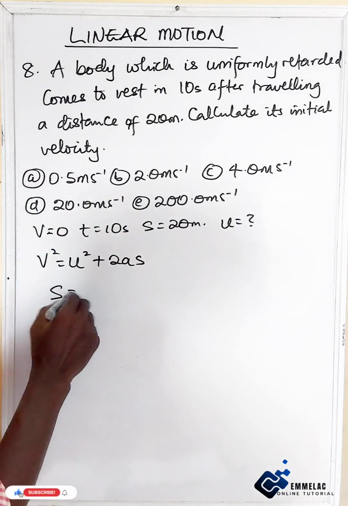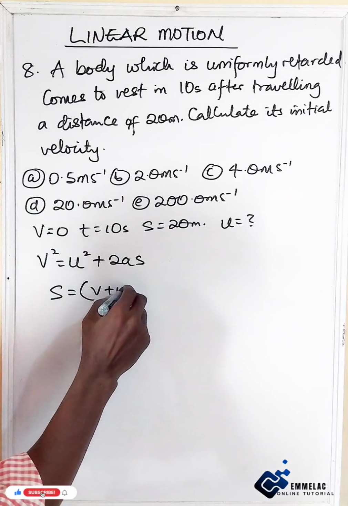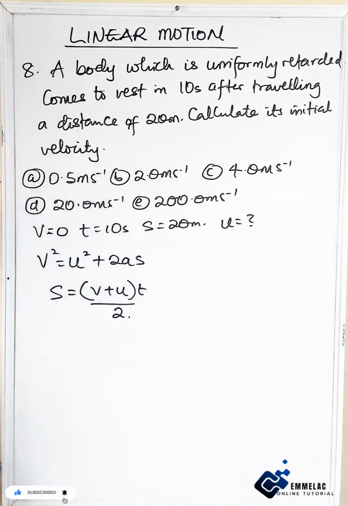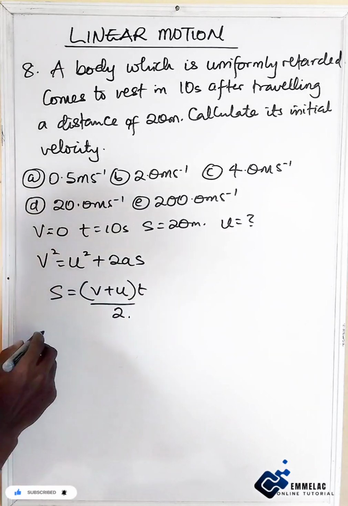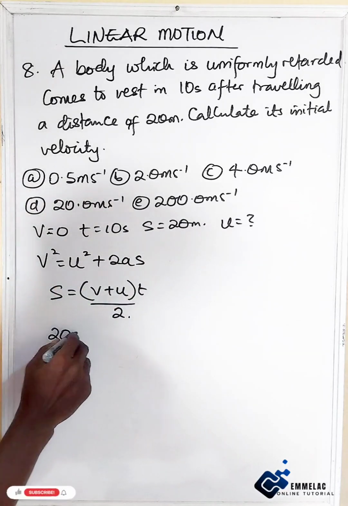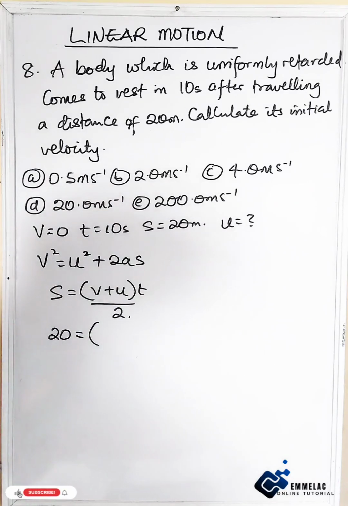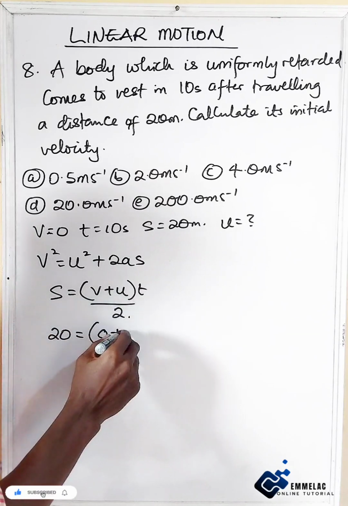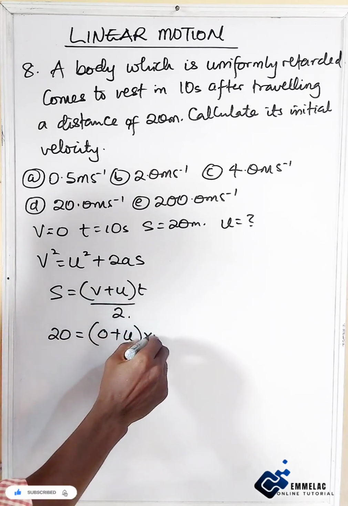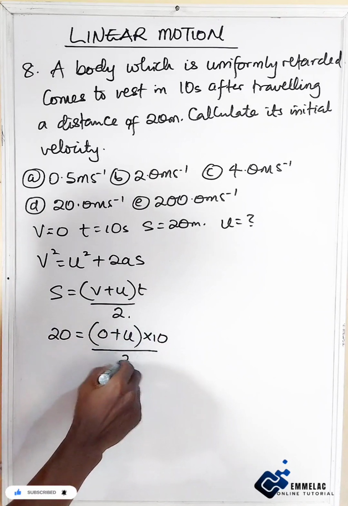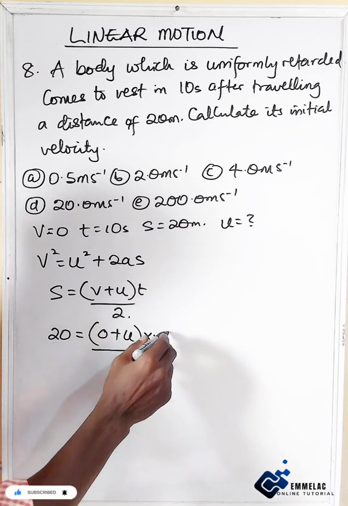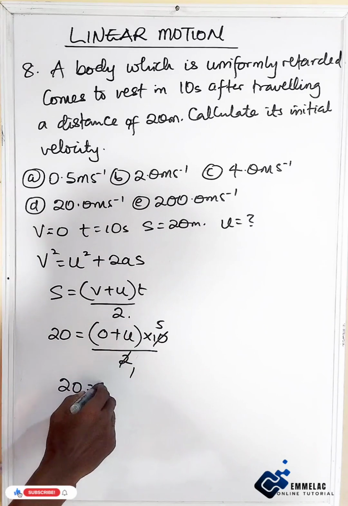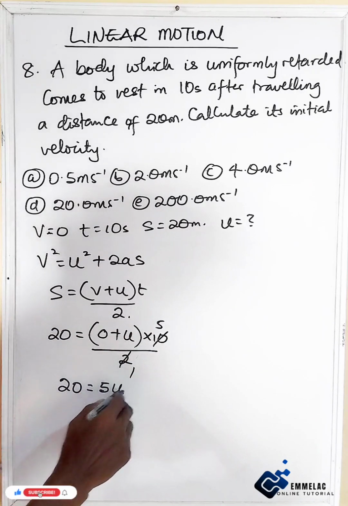So here you have s = (u + v)t / 2. Now to this end our v here is 0, so here you have 20 = (0 + u) times the time, 10, all over 2. 2 here 1, 2 here 5, so this will give us 20 = 5u.